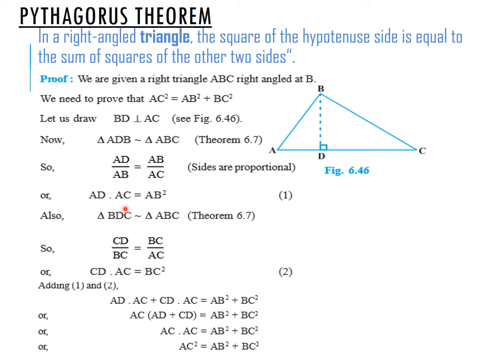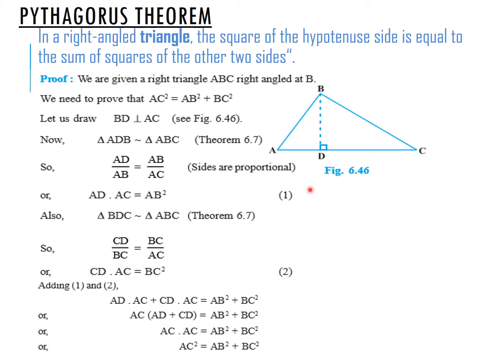Now add equation 1 and 2. So we will add the left hand side of each equation. So we'll get AD into AC plus CD into AC is equal to AB square plus BC square. On the left hand side we can see that AC is common in both the terms. Let us take it common. If we take AC common, we will get AD plus CD into AC is equal to AB square plus BC square.